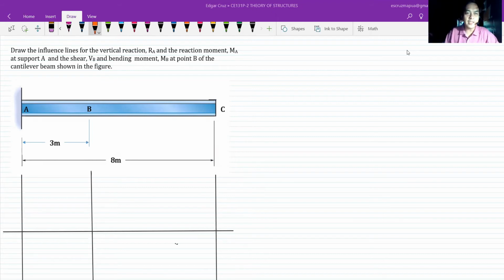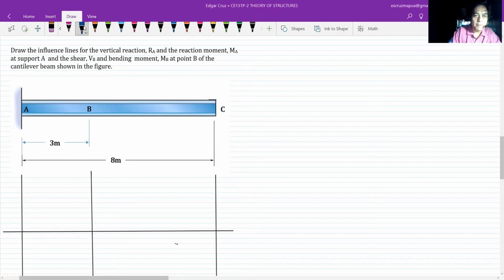Okay, so as you can see from our screen, draw the influence lines for the vertical reaction RA, reaction moment MA at support A. At the same time, the influence line for shear at B and moment at B, wherein point B is 3 meters measured from the fixed support of the cantilever beam. Okay, so let's see.